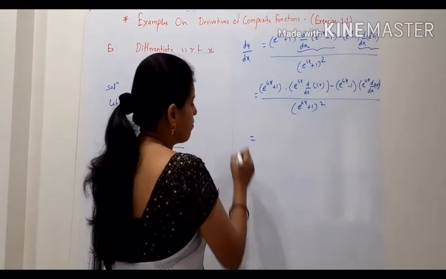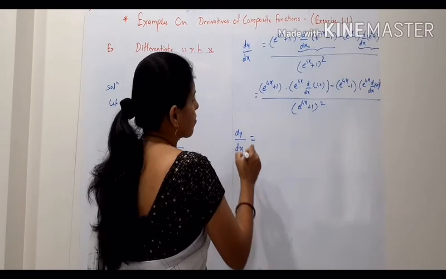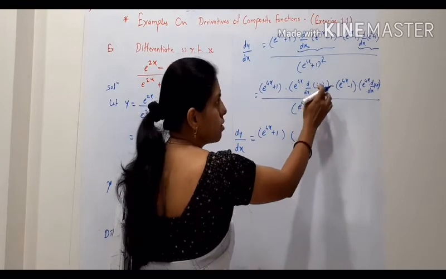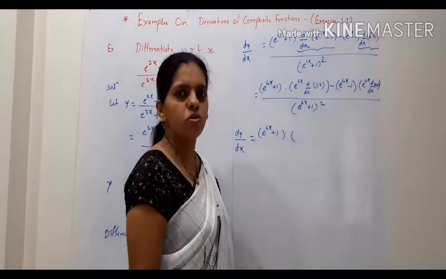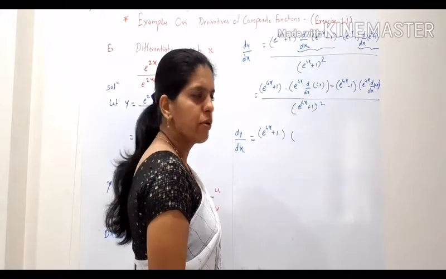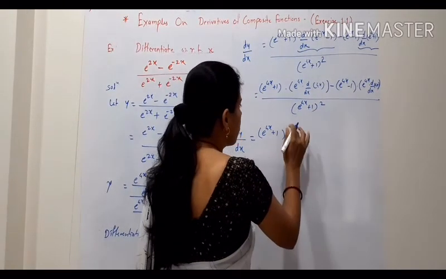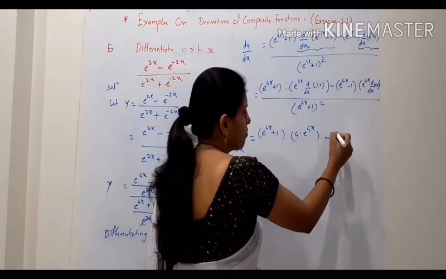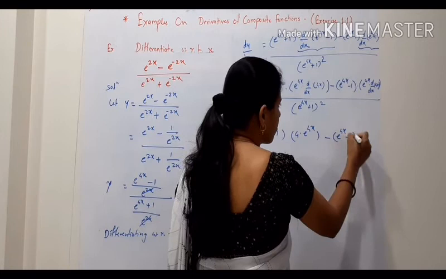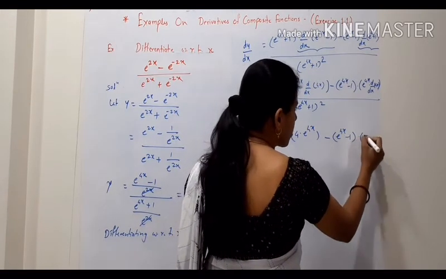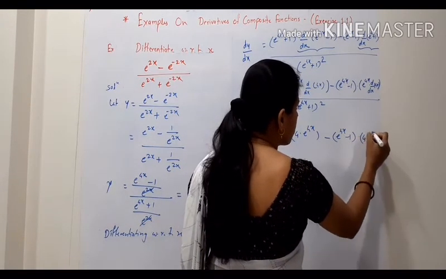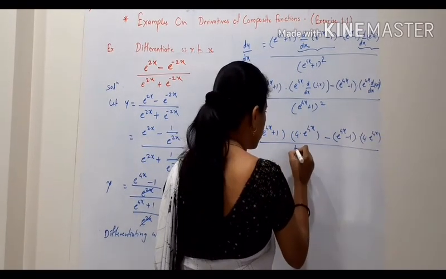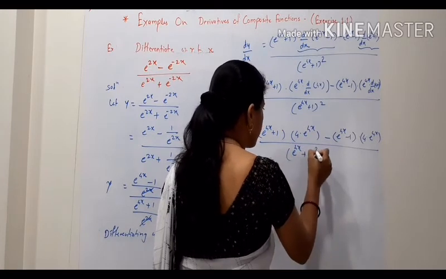This is equal to e raised to 4x plus 1 into derivative of 4x; for a constant, the derivative of x is 1, so 4 into 1 is 4. So it is 4 into e raised to 4x, minus e raised to 4x minus 1 as it is, into, again the same here, 4 into e raised to 4x, divided by e raised to 4x plus 1 bracket square.